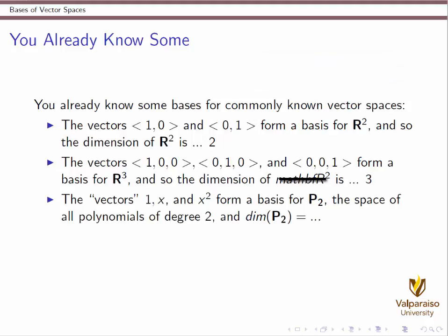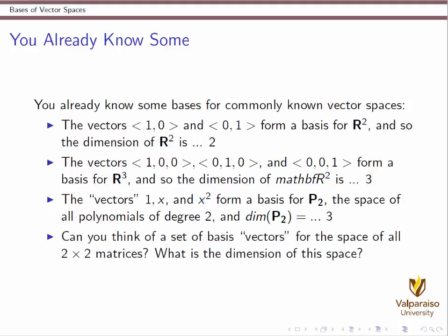Switching to a different kind of vector space, look at the space of all polynomials of degree 2. We will denote that as bold P with a 2 as a subscript. So P sub n would be all polynomials of degree n. So P2 is the space of all polynomials of degree 2. And you know, or you can figure out, that the vectors 1, x, and x squared would be a basis for that set. Their collective span will be all of P2, and we can't throw one of them out and get the same space back. And any more than those three would be silly. And so the dimension of this space is 3.